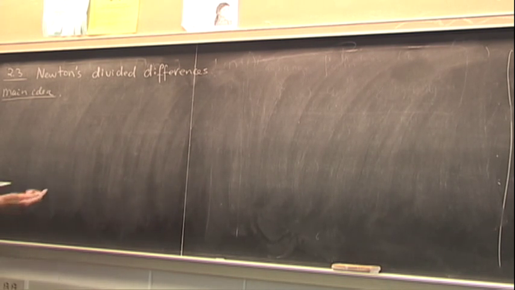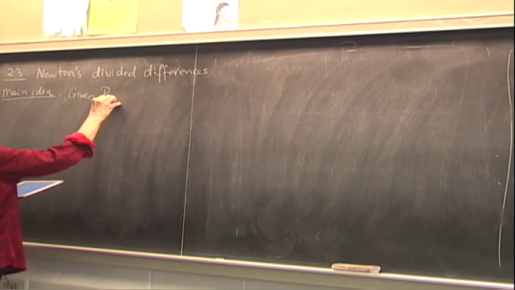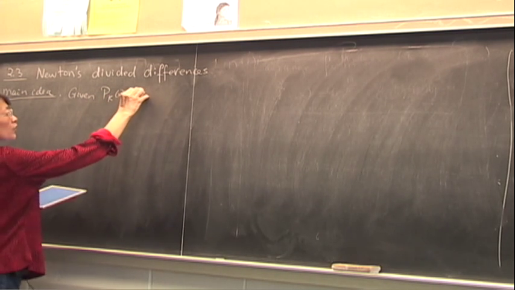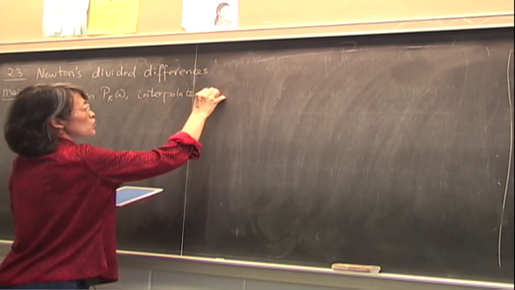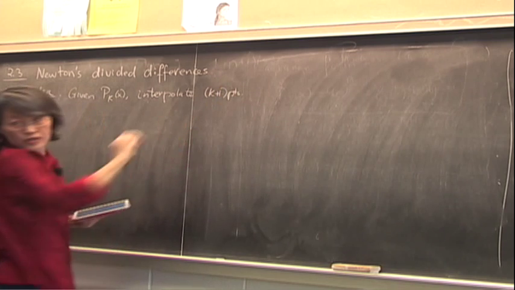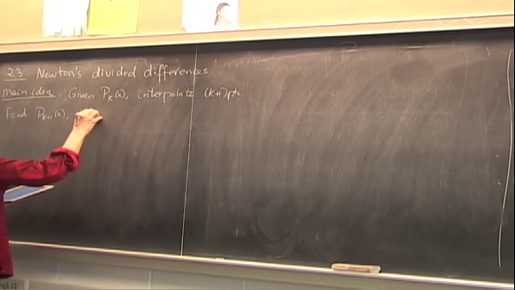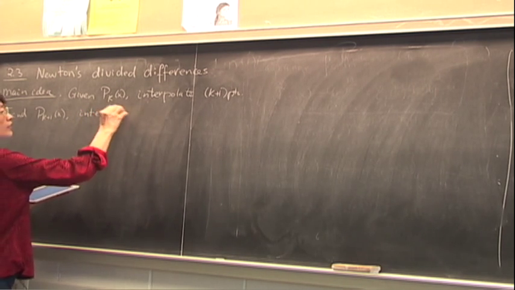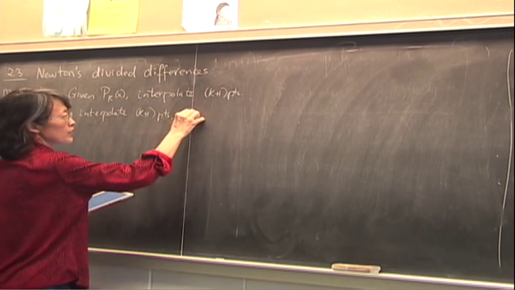So let me write it down. If now I have a polynomial pk of x, I already know that it interpolates, let's say, k plus 1 points, the first k plus 1 points in my data. Can I keep it and use it to find the next one, pk plus 1, which would interpolate the same k plus 1 points, plus 1 more point?